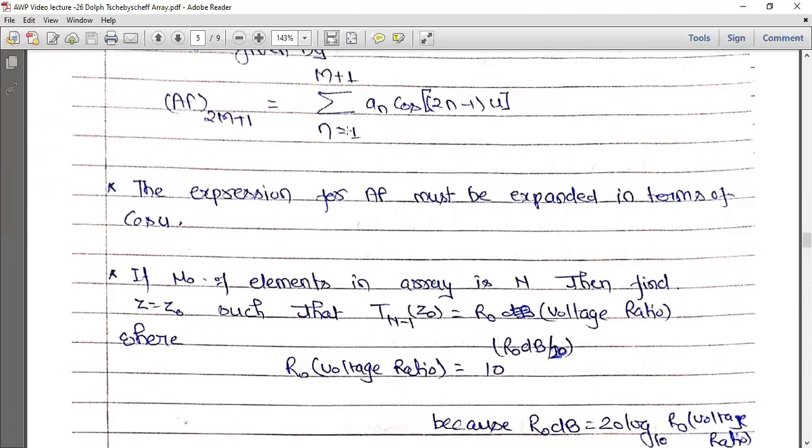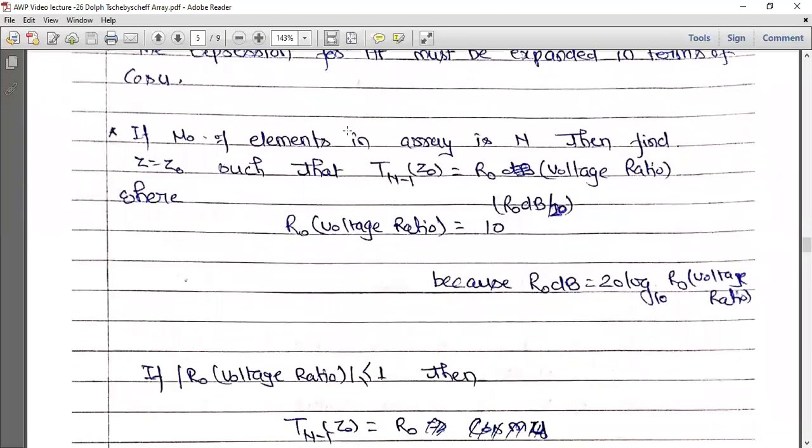Okay. So now, if the number of elements in the antenna array is capital N, then find z equals z0 such that Tn minus 1 of z0 is equal to r0. Now, what we do, suppose you have to design an antenna array of 10 elements. Then you use a Chebyshev polynomial of degree 1 less than the number of elements. That's the degree 9 Chebyshev polynomial T9(z), and you try to find the value of z such that T9(z) will be equal to R0.